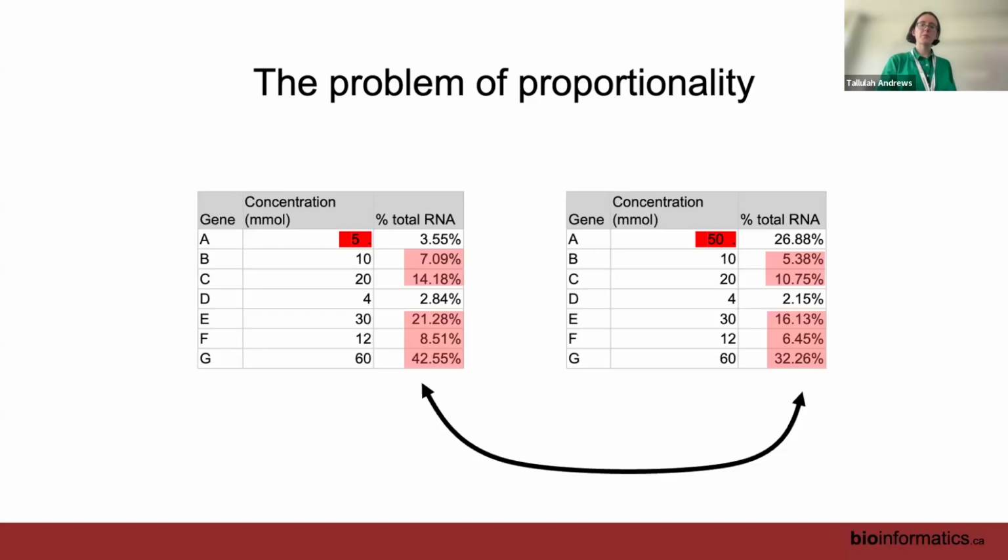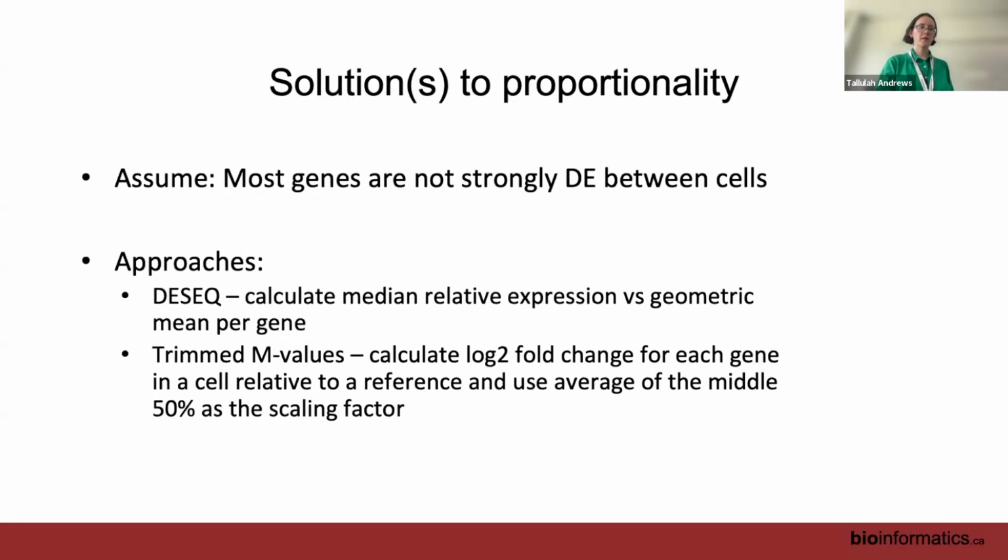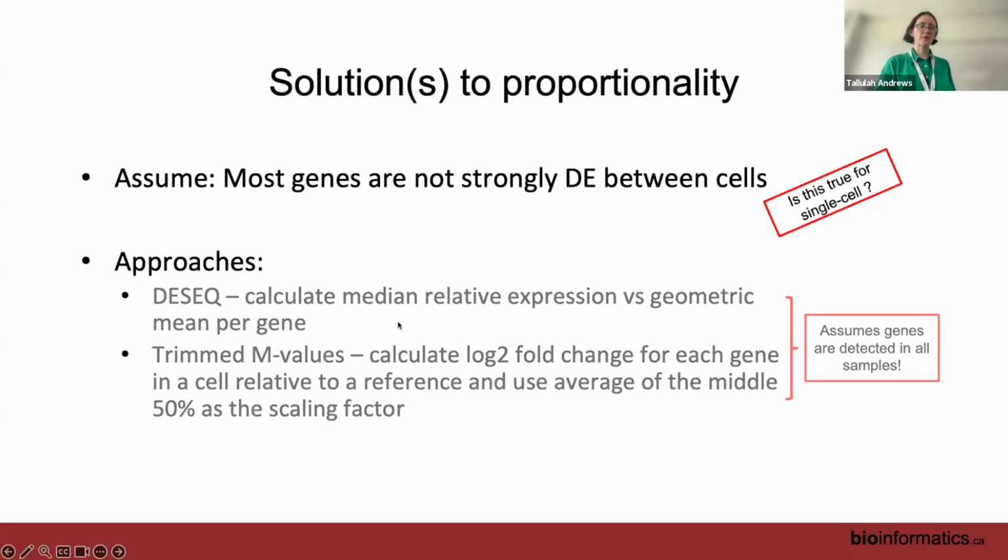So we've had a few different proposals for how to fix this problem. Most of the time we assume that most genes are not strongly differentially expressed between our cells. And then we could try to use approaches that have been developed for bulk RNA-seq, like DESeq size factors, or edgeR's trimmed M values. I'm not going to really go into that because these don't actually work for single-cell RNA-seq, because they assume every gene is detected in every cell, and that's definitely not the case in single cell.